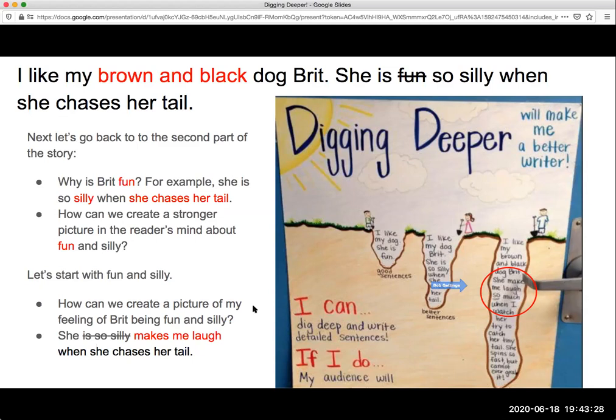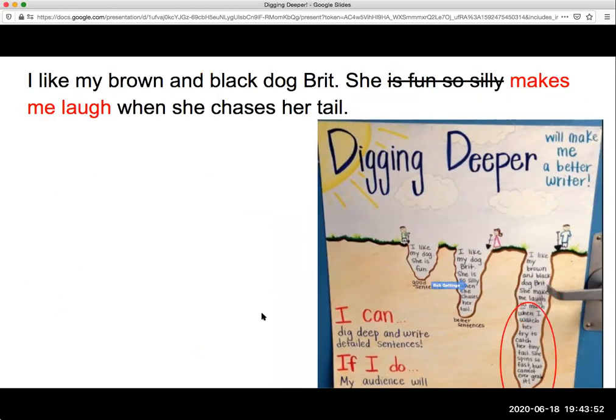So to explain a little deeper about fun, Brit makes the writer laugh, and that's fun. So she makes me laugh when she chases her tail. And again, notice we didn't have to keep so silly. The most important thing is the image of fun and Brit chasing her tail. So I like my brown and black dog Brit. She makes me laugh when she chases her tail.